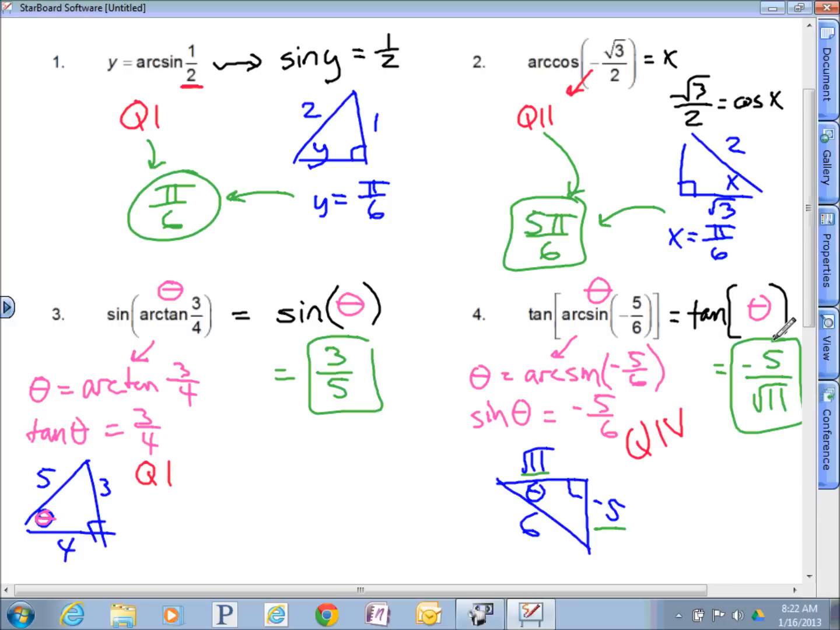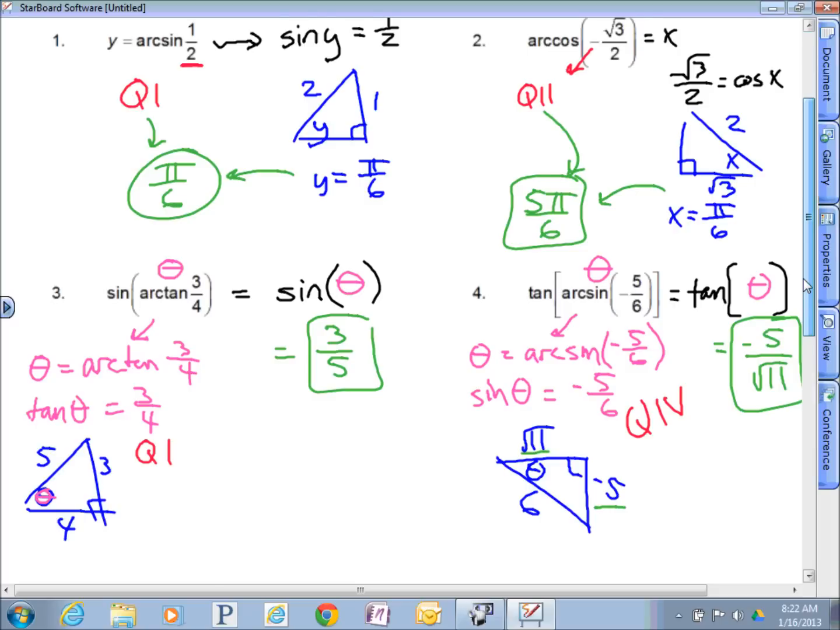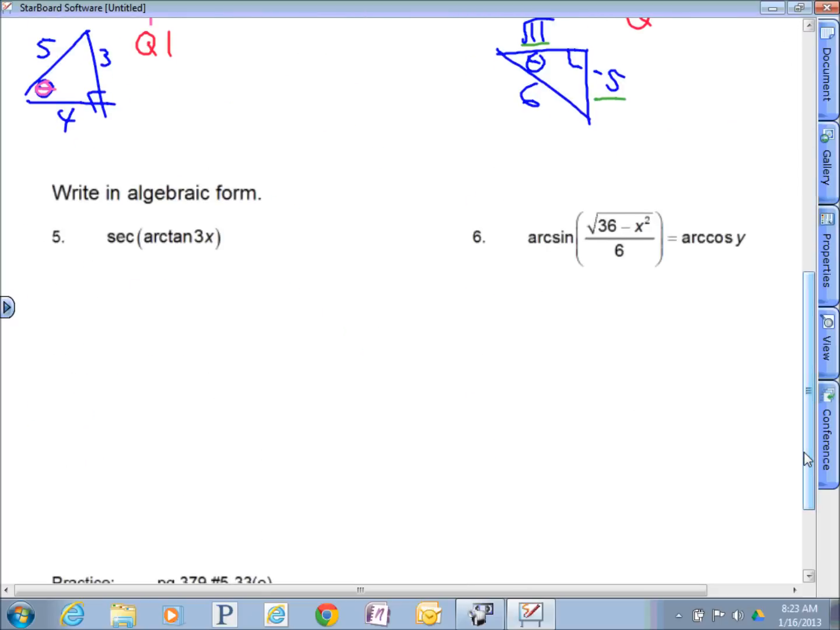So as you're working through some of those, sometimes we'll have some difficulties with them. But once you've got those two things that I have listed up here on the top of the page, once you've got a quadrant and a reference angle, pretty much everything else will take care of itself. So, all right, last two, write these in algebraic form. So the second goal of the day is being able to take these trig expressions and write them in algebraic form. So I've got secant of arctangent of 3x.